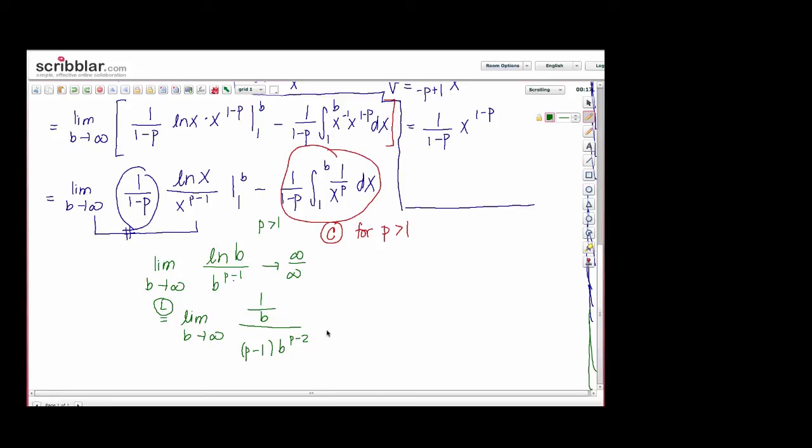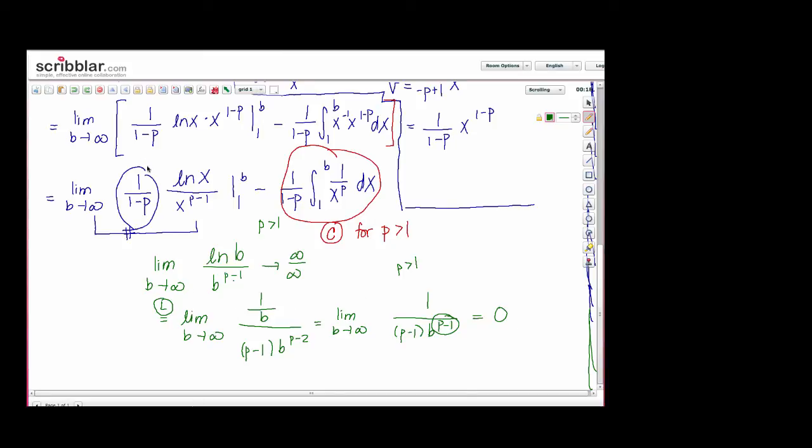And again, let's just simplify this. As b goes to infinity, the 1 over b I'll just bring down to my denominator, so I'm getting 1 over p minus 1 times b to the p minus 1. So now the exponents have added and I have a p minus 1 as my exponent in the denominator. As b goes to infinity, again remember p is greater than 1, so this is a positive exponent that we have down here in the denominator. So our denominator is going to infinity, which means our entire limit is going to 0.